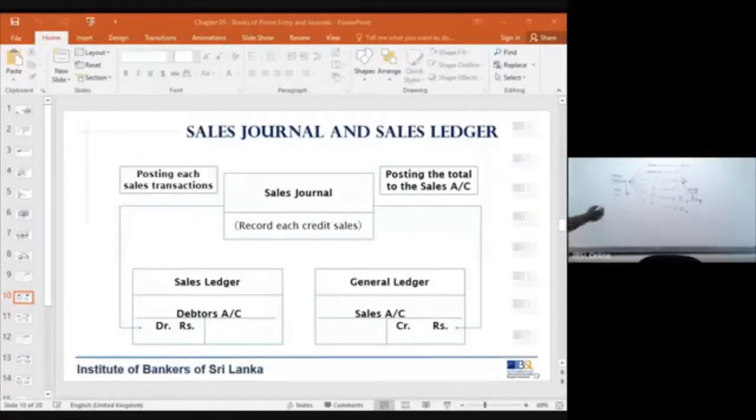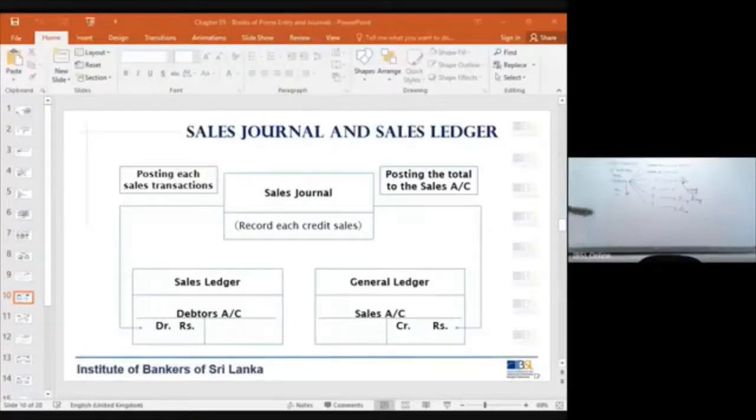Okay, and this analysis is called age analysis of debtors. Similarly, you can do an age analysis for creditors also, right? So what we mean here by age analysis is how long the debtors have not paid. That will be given in the age analysis report.